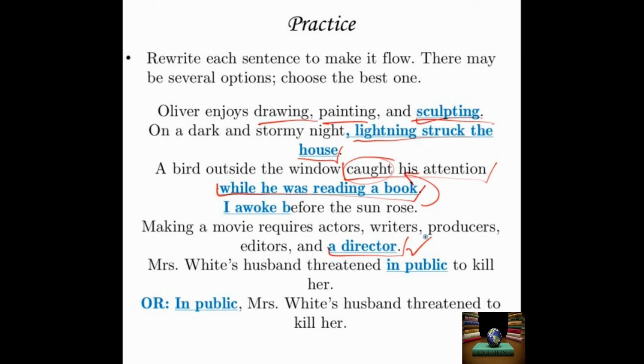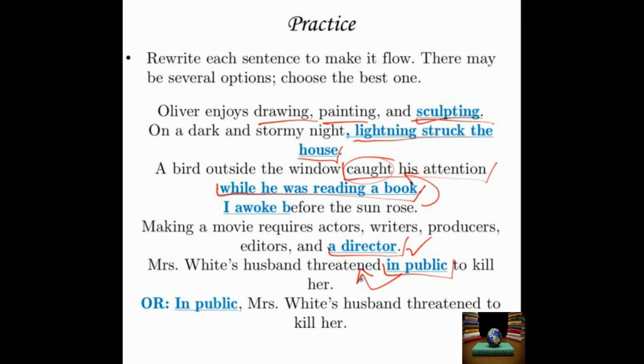Because, of course, if you put in public next to kill her, that implies that it's the killing that takes place in public. But chances are it's actually the threatening that took place in public. People are more likely to make threats in public than they are to kill somebody in public. So, if you want to rewrite that sentence to make it make more sense, you could say, Mrs. White's husband threatened in public to kill her. So we've got the adverbial phrase in public. It's a prepositional phrase that's acting like an adverb, and we've put it right next to the verb threatened.